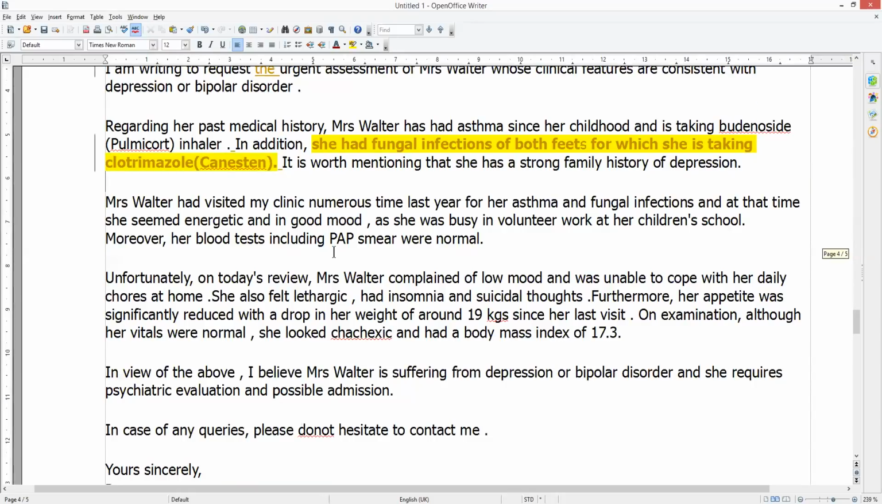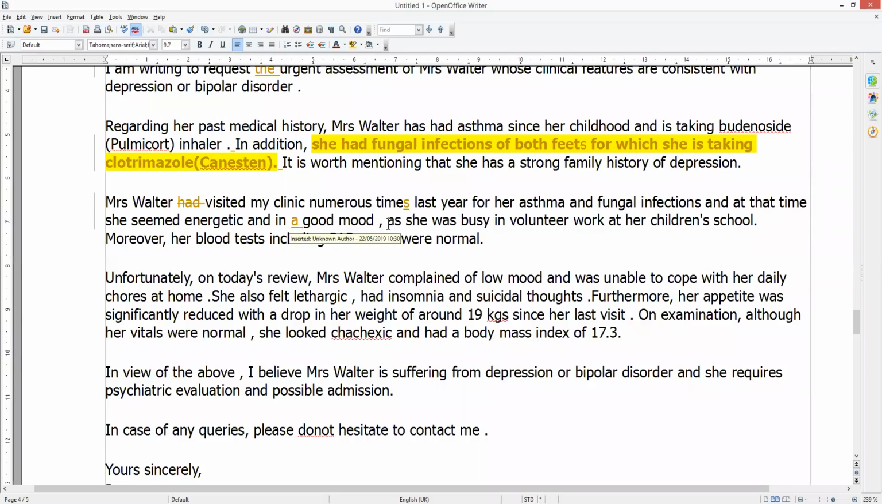Mrs. Walter had visited my clinic. Why is it past perfect? Visited my clinic numerous times last year for asthma and fungal infection at that time, and in a good mood. She was busy in volunteer work at the children's school. Well, over her blood.